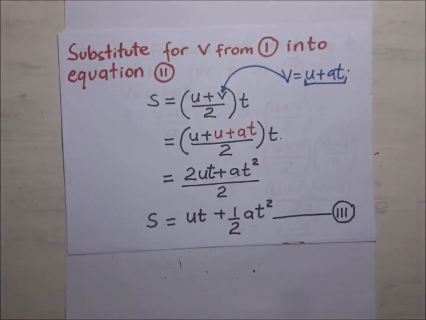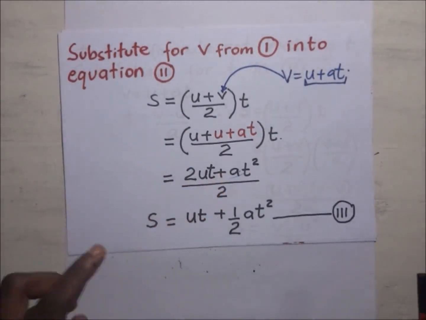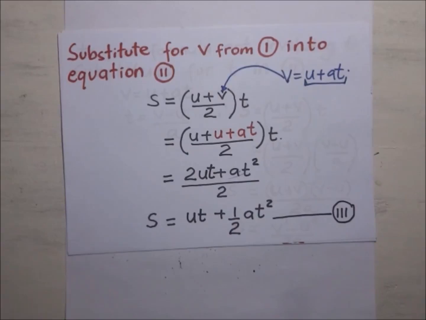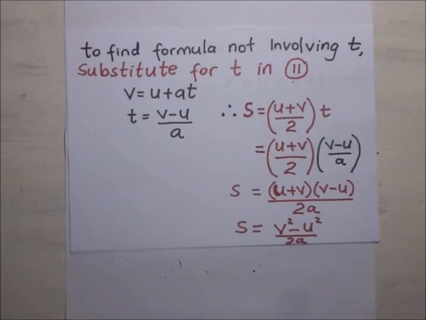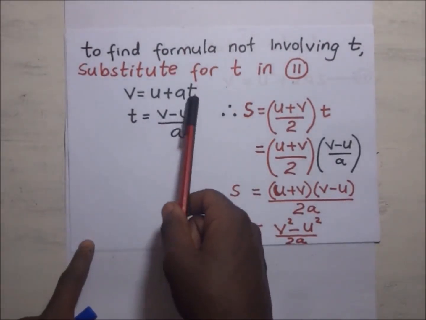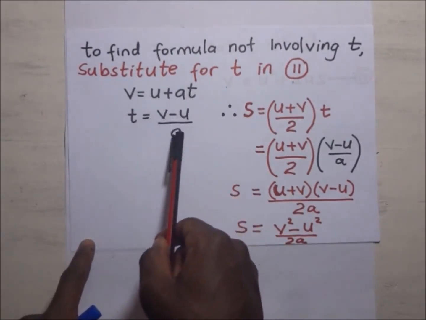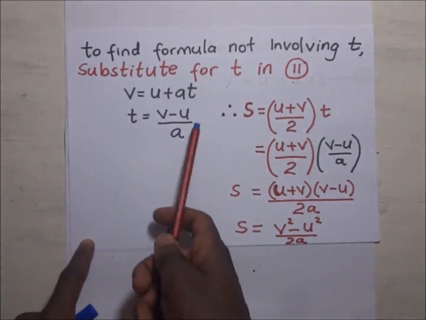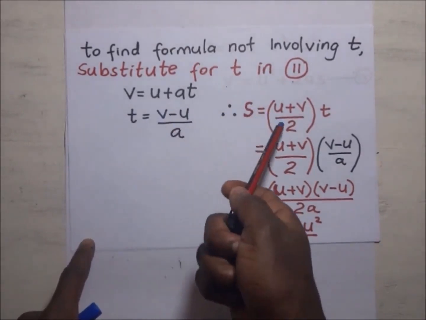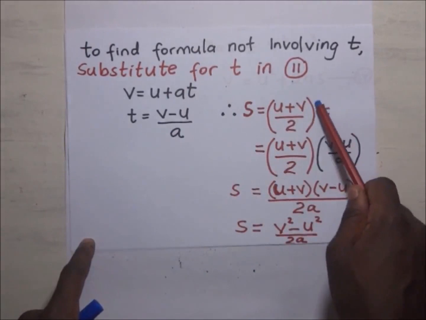We are going to use the same idea. We're just going to play around with the first equation and the second equation to substitute them and make the fourth equation of motion. Our first equation is v is equal to u plus at. When we make t the subject of the formula, it becomes t is equal to v minus u over a. We get this expression of t and substitute it in the second equation we derived earlier, replacing this value of t.